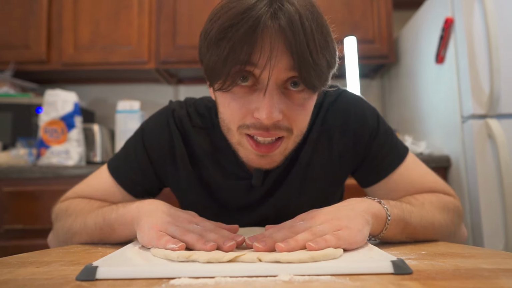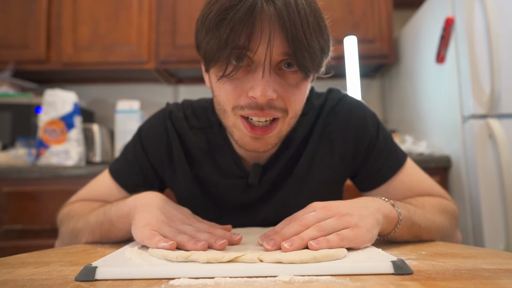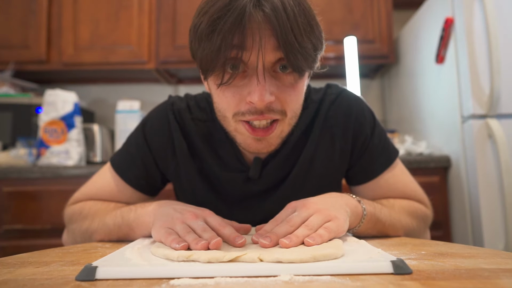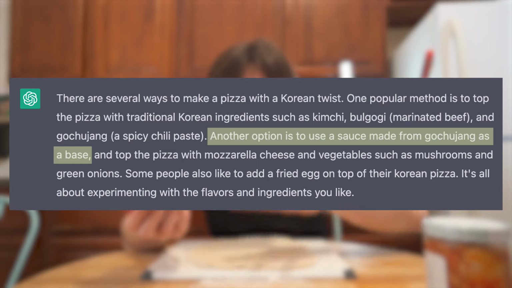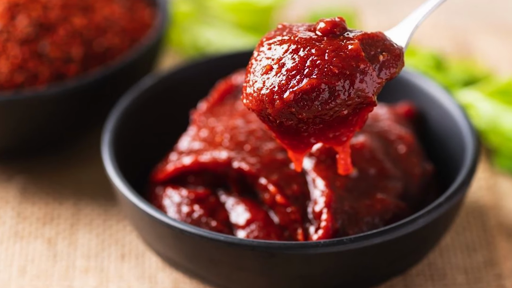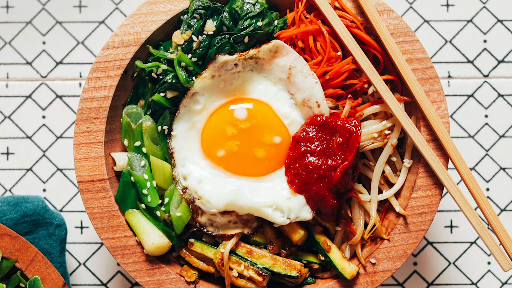I think it is ready. It's not totally round or circular, but you know, it's good enough. So let's start adding our toppings. So Robot said we could basically just replace the tomato sauce base of the pizza with gochujang. If you don't know what gochujang is, it's a hot pepper paste that's used in a lot of Korean cooking. I like it a lot.